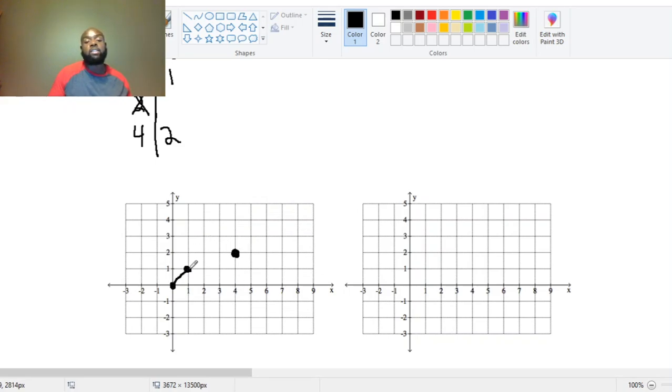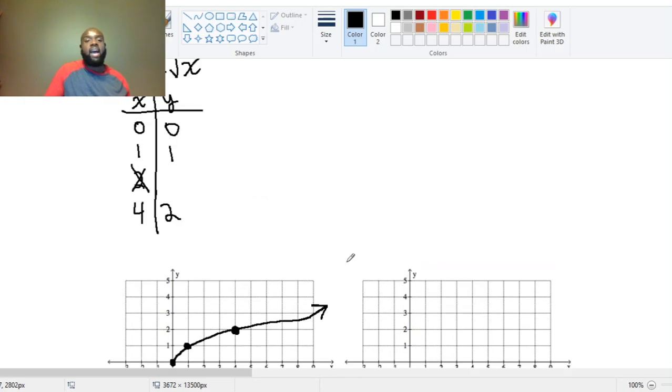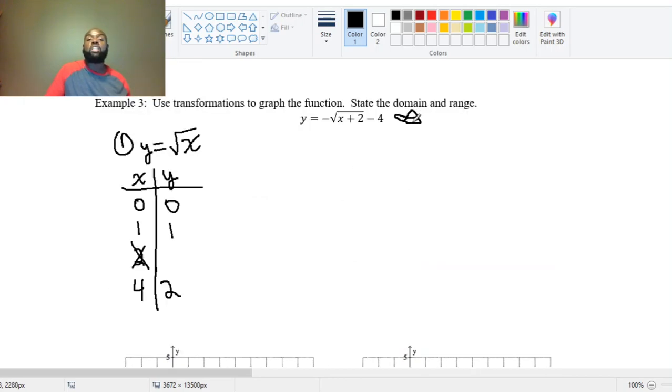And so when I graph these, I get a graph that looks something like that. There's my graph. And so what I want to do is graph this function, which is a much more complicated version compared to this function here. However, it's easy. If I look at this function, I'm going to look from the inside out. The thing that's done to the x first is that +2 there. That's the first thing that's done to my x. That's a shift left 2 units.